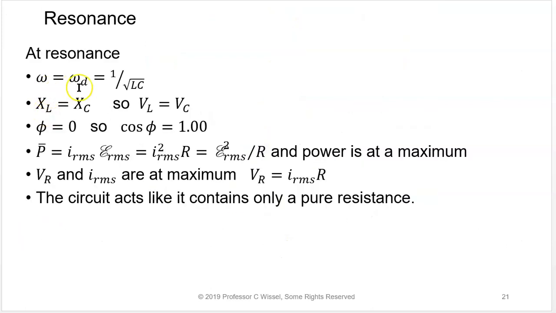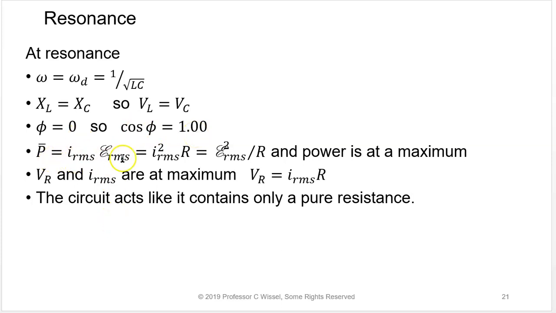So at resonance, omega equals omega D, and of course, the formula for that is 1 over the square root of LC. XL would equal XC, so VL equals VC. But they're 180 degrees out of phase with each other. So when one is high, they just slosh back and forth. The energy sloshes back and forth. Phi equals 0, so cosine phi equals 1, and that makes the power factor 1. So the power is maximum.